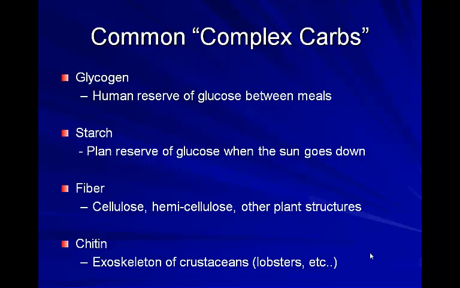Starch is a complex carbohydrate, a way that plants reserve their sugars for when the sun goes down. During the daytime, they conduct photosynthesis. They take light energy and convert it into chemical energy in the bonds of glucose. But what do they do when the sun goes down or when their leaves have been removed? They need to still have a metabolism like the rest of us.